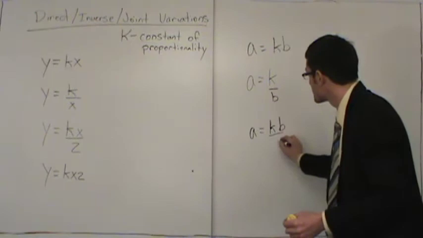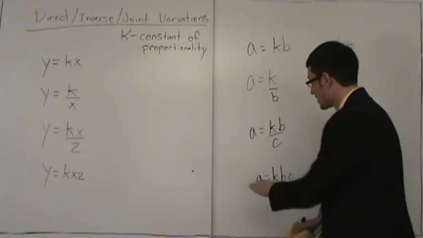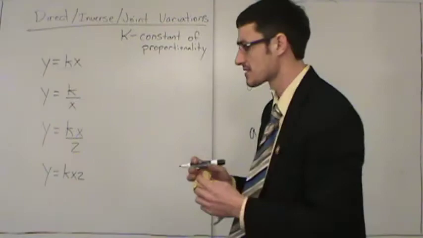Okay, now lastly we have a varies is a equals k. A varies jointly with b and c. Jointly, put it all in one big long line. Okay. Now I want you to practice a few. So first I want you to try this. Take a moment. I'm going to say it. Pause the video. Try to write it on your paper and then come back and see if you had it right.